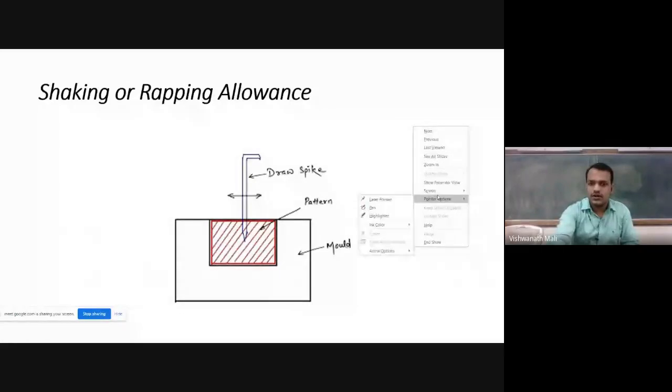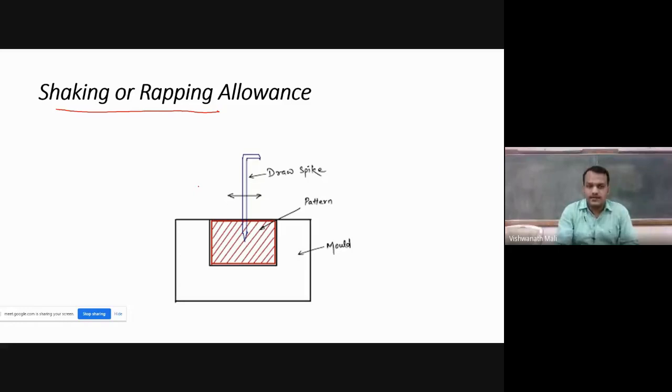So there are no certain rules for how much wrapping or shaking allowance to give for the pattern. First of all, we will see what exactly it is. Now, what is the casting process that we have seen?